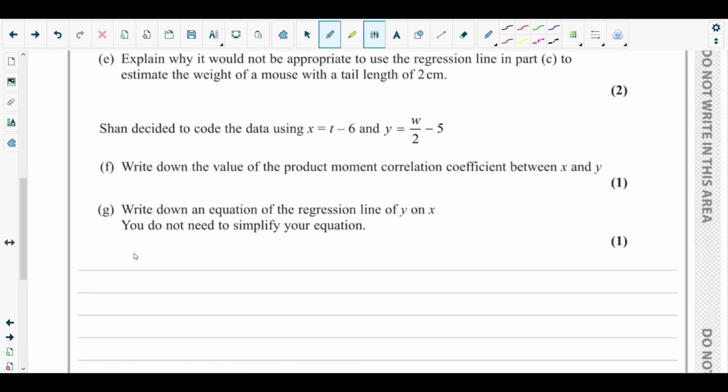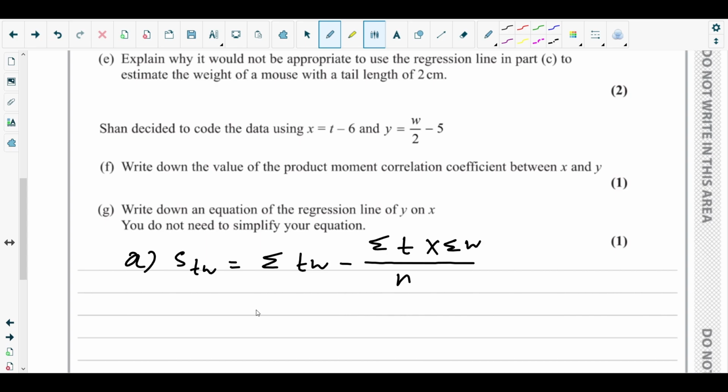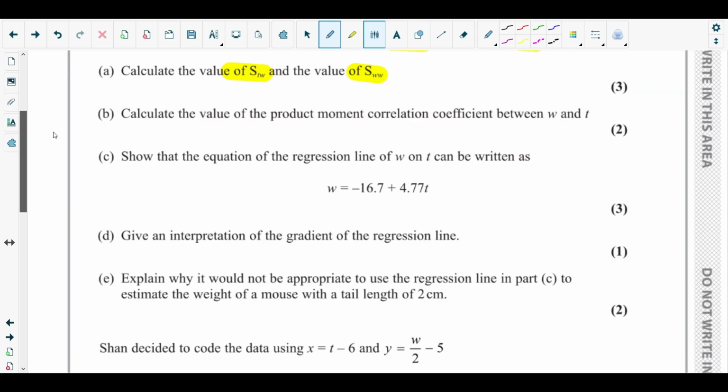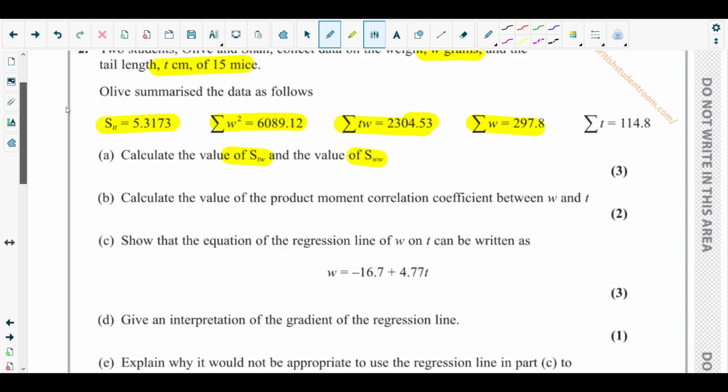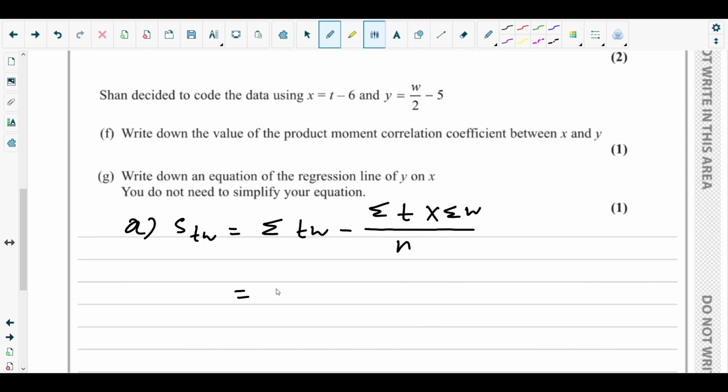Let's consider part A. We need to find the value of S of TW. S of TW is the sum of TW minus sum of T times sum of W over n. This is the formula, and it is also given in the formula booklet. Sum of TW is 2304.53.